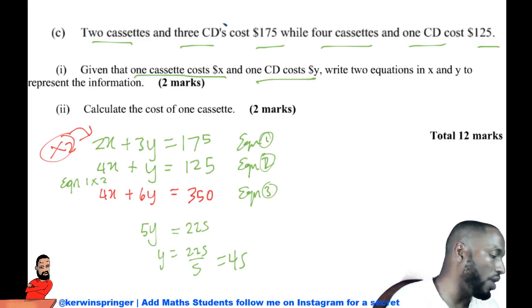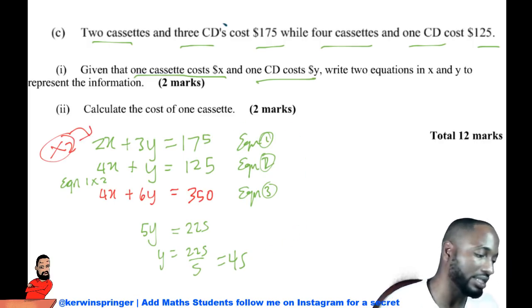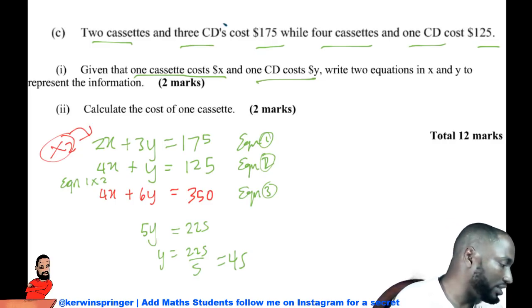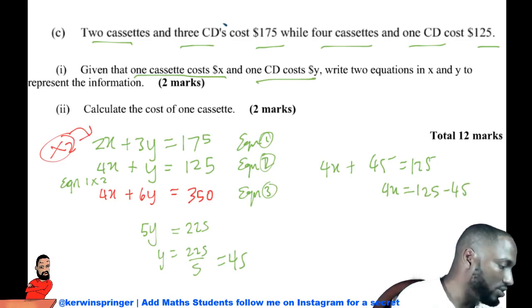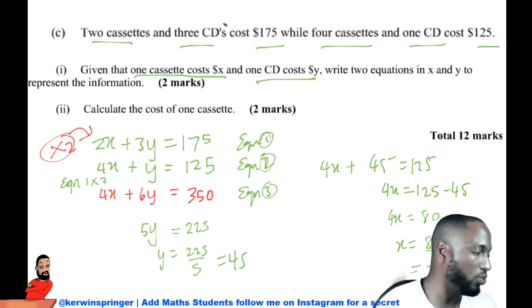And once you find y, you substitute into any one of the equations and you'll get x. Well, x is 20, y is 45. So, it'd be like 2x plus 3y. Why use that one? The second one would have been nicer. So, it'd be like 4x plus 45 is equal to 125. So then 4x is equal to 125 take away 45. You're already seeing now that 4x would be equal to 80. X would be equal to 80 over 4, which is equal to 20. Next question.